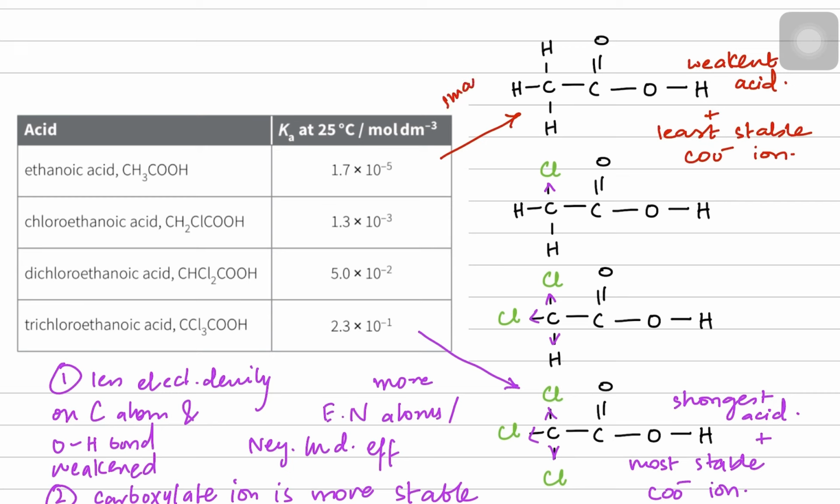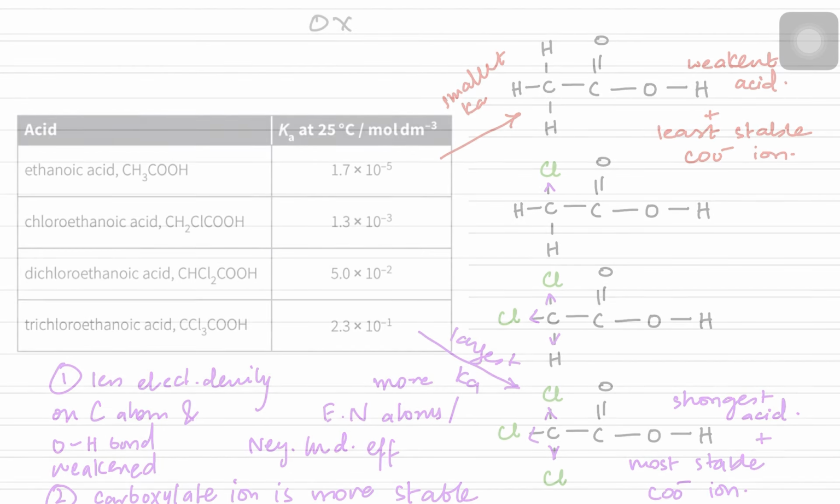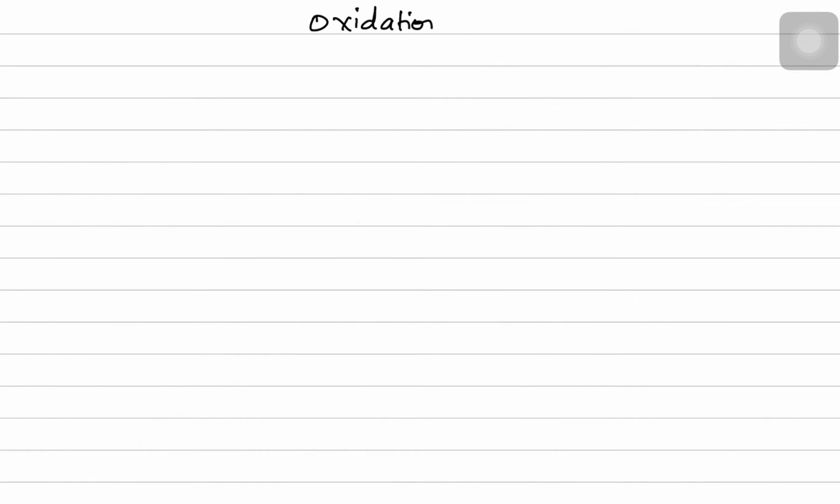So you can see the topmost acid has the smallest Ka, which means it's a very weak acid, but the bottommost one has the largest Ka, which means it's comparatively the stronger among the 4 acids.